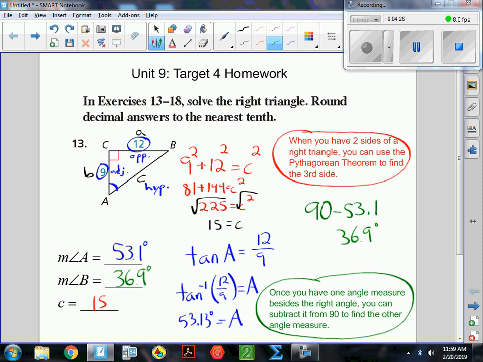Now you can check all this work by using any of your other trig functions. I could have done the inverse tangent for angle B. So instead of doing 36.9, I could have said tangent of B is equal to 9 over 12. So the inverse tangent of 9/12. That should also give me 36.9, so you can check that. Inverse tangent of 9 divided by 12 is 36.9 when you round it.